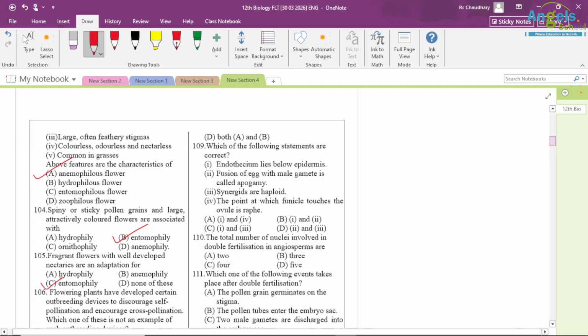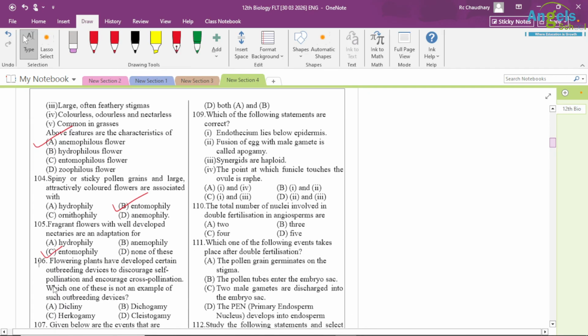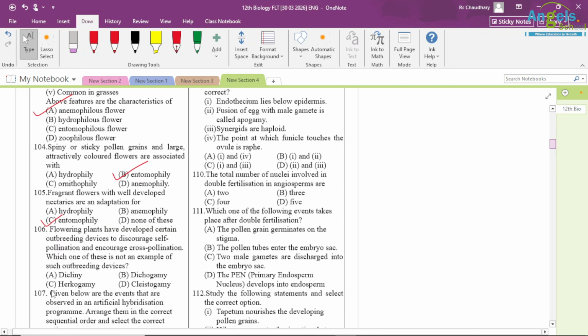Question number 106. Flowering plants have developed certain outbreeding devices to discourage self pollination and encourage cross pollination. Which one of these is not an example of such outbreeding devices? So cleistogamy is not an outbreeding device, it is for self pollination, so option D is correct here.